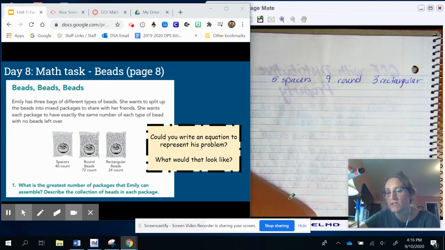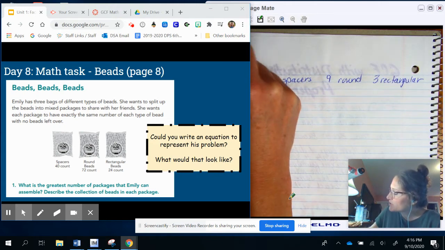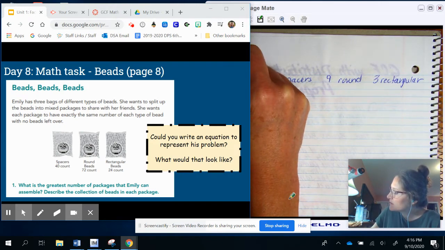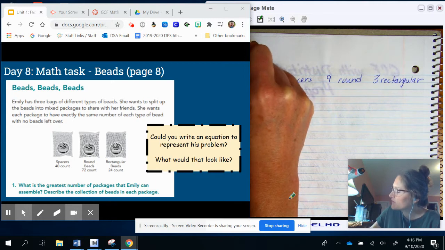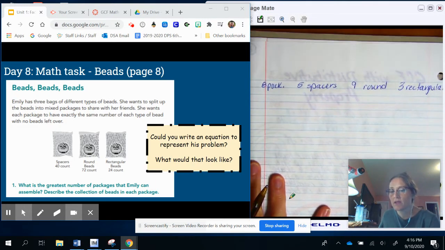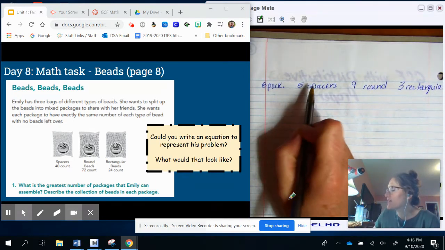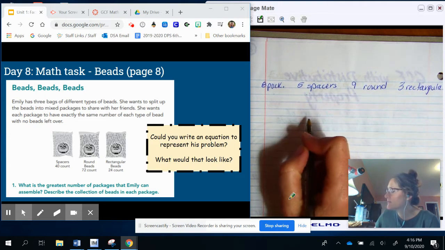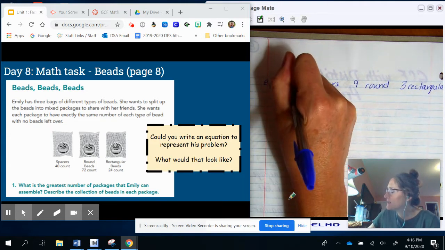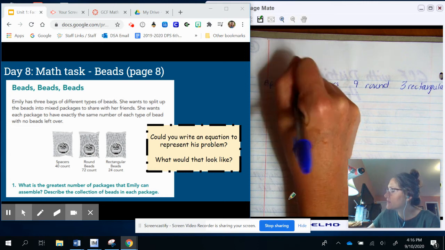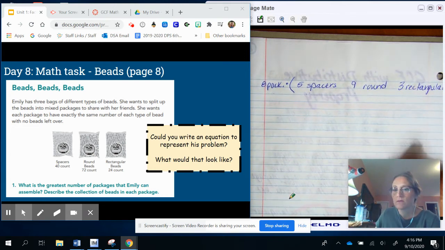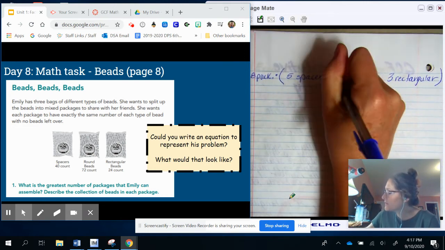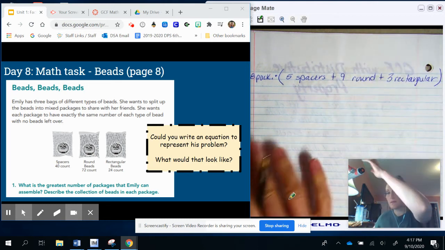So yes, we have 40 spacers in the beginning and 72 round and 24 rectangular, but we found that they all shared the number 8. So we have 8 packages. I'm going to abbreviate packages. And inside each package, I have 5 of these, 9 of these, 3 of these. So 8 times, 8 packages times all of these items.